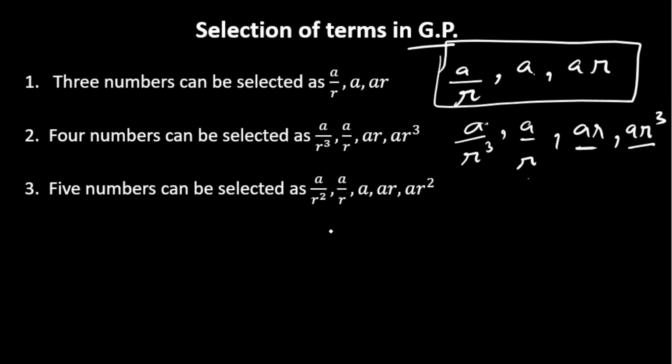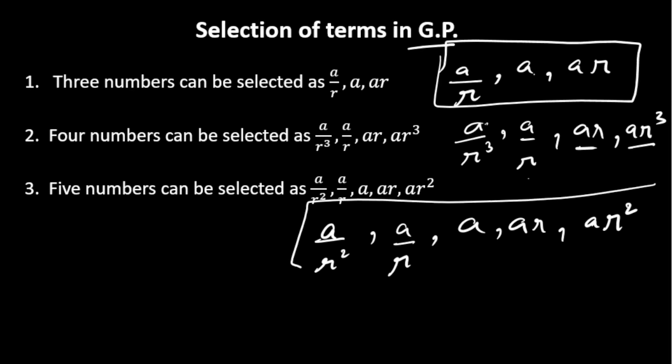Then if five numbers are there, you can assume the numbers A by R square, then A by R, then A, then with the same number, with R it will get multiplied, and with AR square it will get multiplied. So you can just remember here A is getting divided by R square, then A it will get multiplied. Same way here it is getting divided by R, here it will get multiplied. So there is a way to remember.